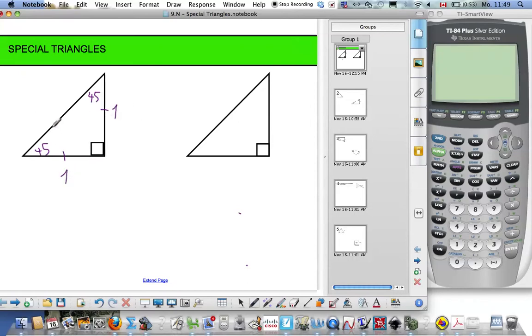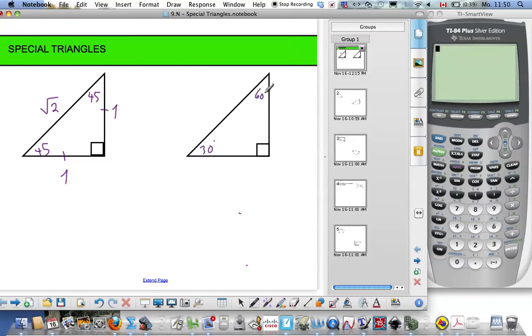So what we know if we have a 45, 45, 90 triangle is that both of those sides are the same value, right? So we give them the value of 1, and we know that the hypotenuse is the square root of 2. You can, of course, check that using the Pythagorean theorem. The other special triangle is the 30, 60, 90.